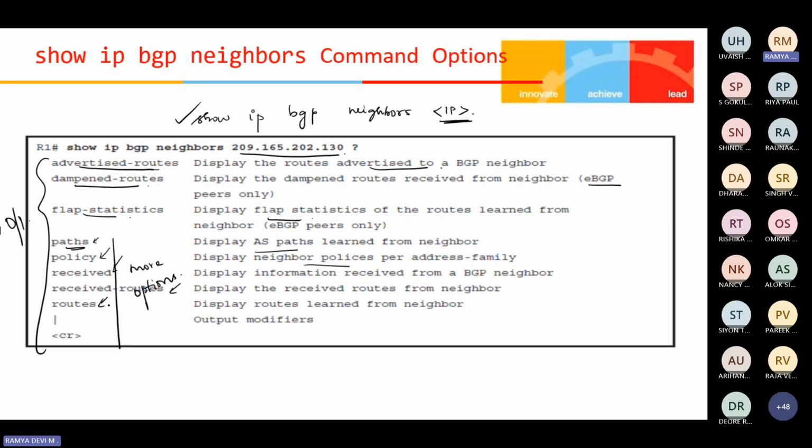The next one is routes. Routes shows the routes that are being learned from the neighbor and also installed in the BGP table. So show ip bgp neighbor is a troubleshooting tool which helps us to check outbound advertisements, inbound received routes, and policies, together with route stability, whether they are flapped routes or dampened routes. For verifying BGP session health and policies, we will use this command.